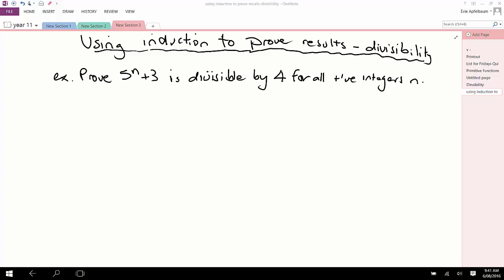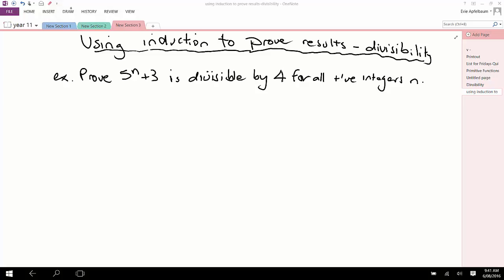Okay, now we're going to do a slightly different kind of induction problem where we're looking at proving results about divisibility. Here you see a simple example in front of you, and once again I'm going to highlight the main parts of the induction proof so that you will learn the structure. So first thing, we've been asked to prove this for all positive integers n.